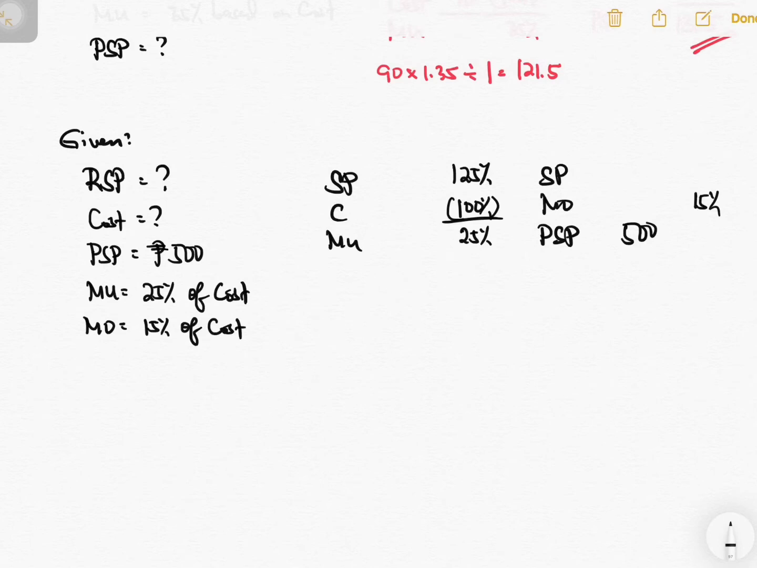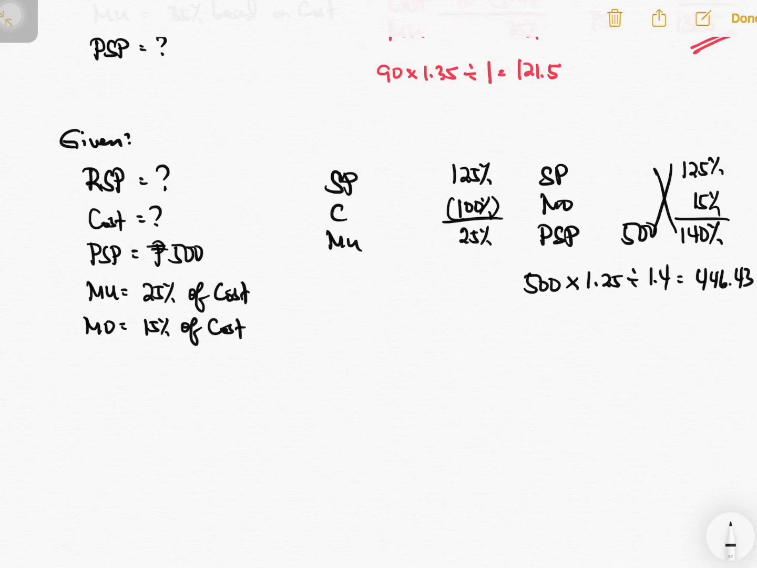Then transfer the rate for the selling price. That's 125. And then you will add, no? Because mark-on is added. This is 140%. So with this one, you can just cross multiply to get the selling price. 500 times 1.25 divided by 1.4. The answer is 446.43. So that's the regular selling price, 446.43. And then how about the cost? So let's transfer it here.